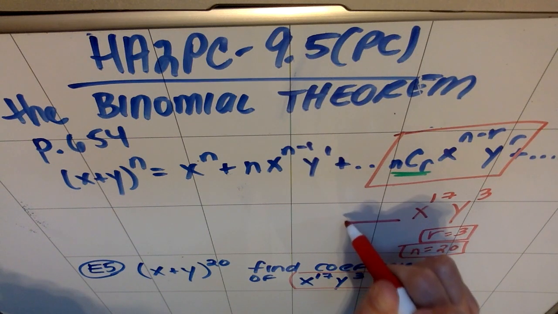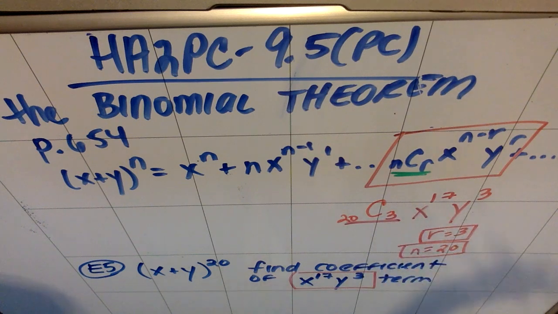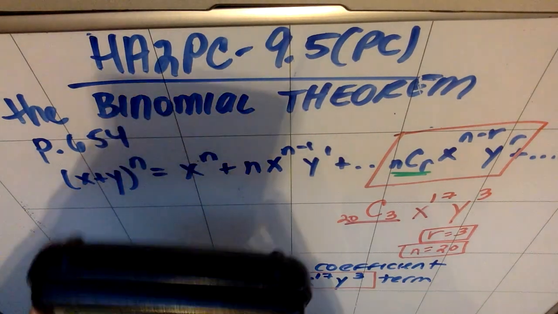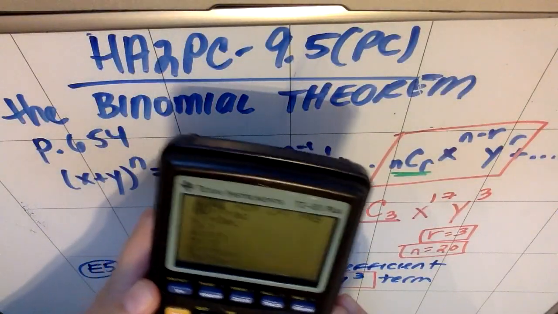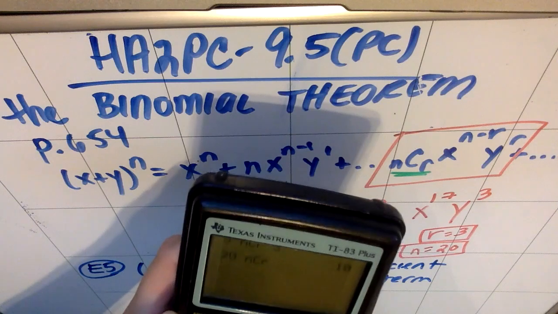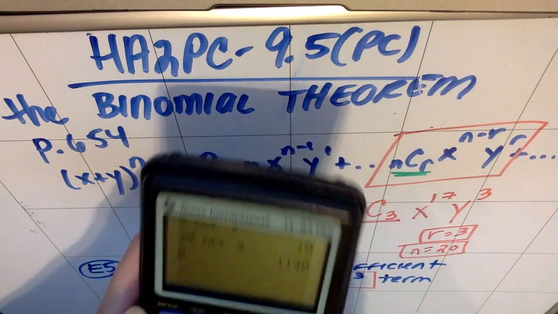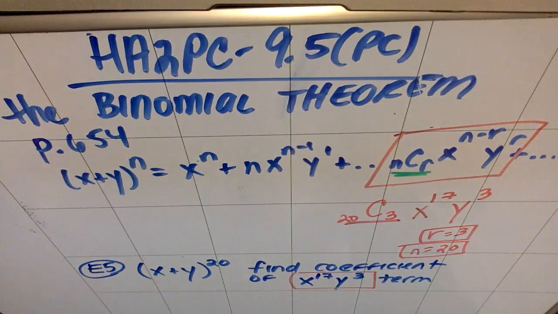So what that means is the coefficient I need is 20 choose 3. That's the coefficient I want to find. So in order to find the coefficient of the x to the 17th, y to the 3rd term, I need to do 20 choose 3. I can do that by hand if I want, or I can make my calculator do it. So to do 20 choose 3, I'm going to do 20, math over to probability, pick 3, and I'm going to do 20 choose 3, and hit enter, and I'm going to get 1,140, which I didn't feel like doing by hand. So the coefficient is 20 choose 3, which would be 1,140.